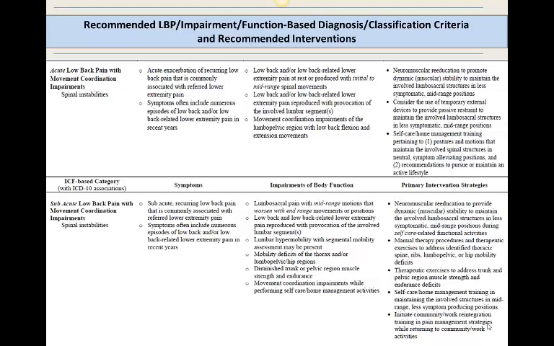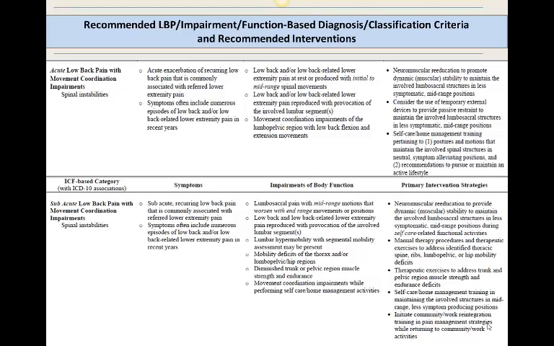The next one is subacute low back pain with movement coordination impairments. These patients now have impairments with mid-range motions that worsen with end-range movements. Often low back and related extremity pain can be produced. There's typically a hypermobility of a spinal segment, usually in the lumbar spine. There may also be stiff or mobility deficits in the thoracic spine or possibly the hip region. Typically, these patients also have diminished trunk control and strength.